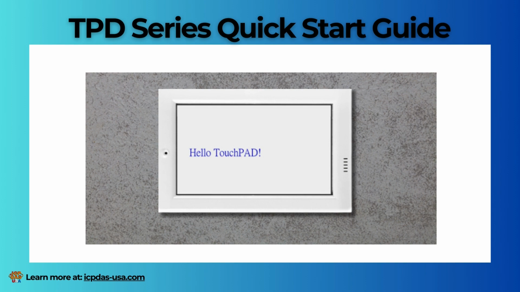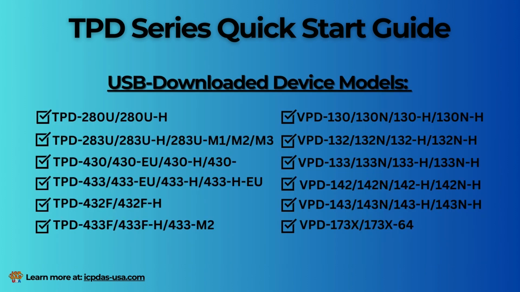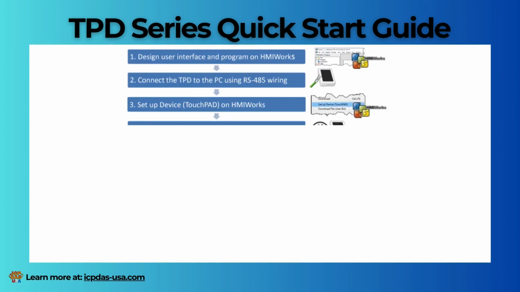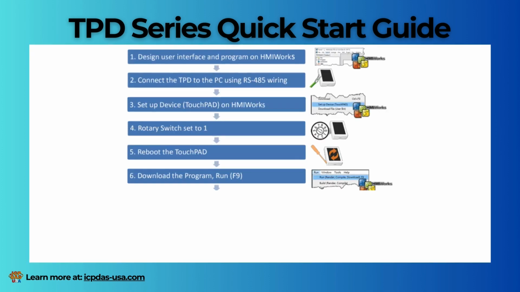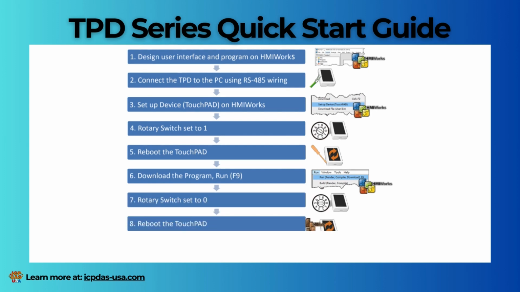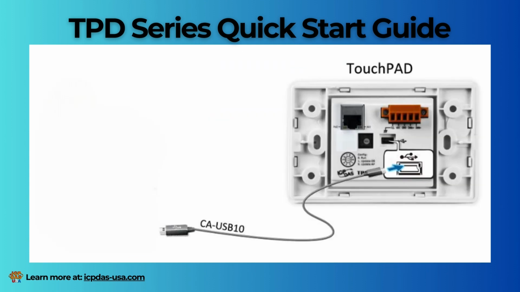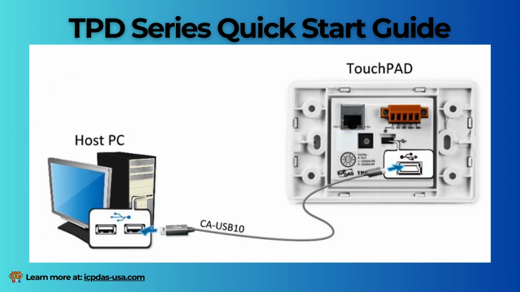Now for the USB downloaded device, the following models use this to download the HMIWorks built applications. Refer to the following flowchart for the USB downloading procedures. Step 1, connect a power supply to the touchpad device. Step 2, connect the touchpad device to the host PC using a CA USB 10 cable.